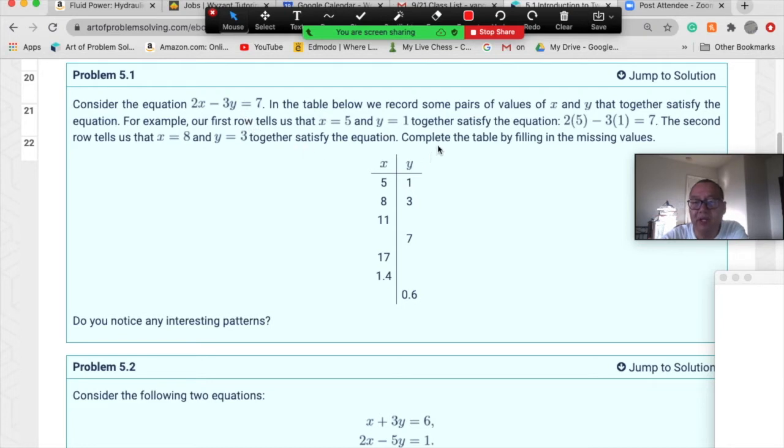Now here they ask you to complete the table by filling in the missing values. So everybody, let's first work on this. Can you send me a private chat? What's your value for y? When x equals 11 and y equals the value you put here, it's a solution of this equation. So everybody, can you do this?